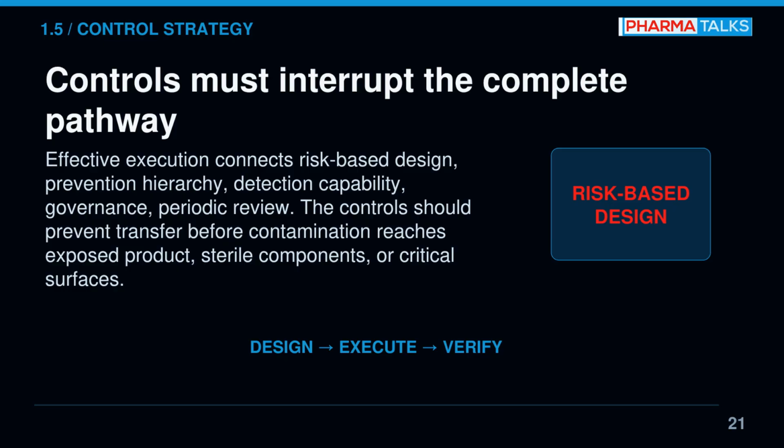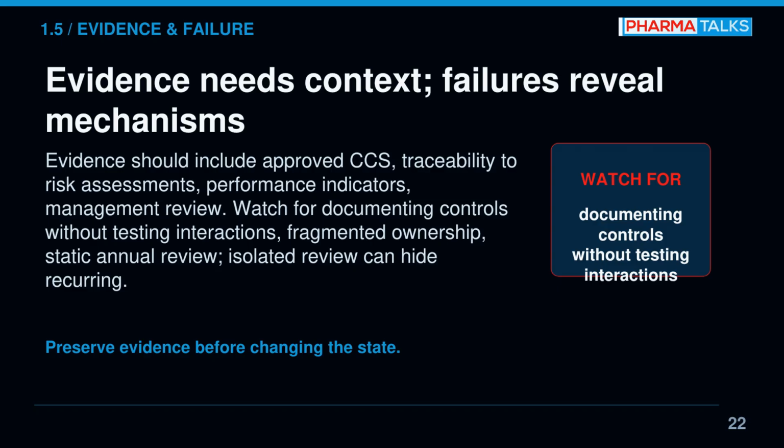A strong CCS gives priority to prevention through risk-based design, a hierarchy of controls, meaningful detection capability, governance, and periodic review. Monitoring is most valuable when it can identify declining performance before product protection is lost. CCS decisions should clearly show what protects the product, who owns the control, and which evidence confirms effectiveness. Evidence needs context. Failures reveal mechanisms.